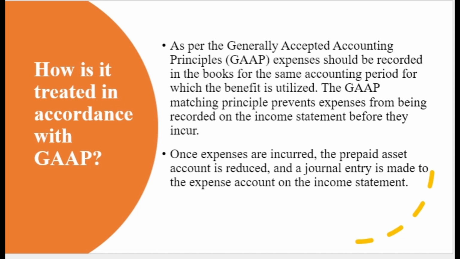The GAAP matching principle prevents the expenses from recording in the income statement before they incur. That means only the expense that are utilized for that financial year should appear in the books of account for that financial year, or monthly that has to be recognized according to that particular month or year only. Any expenses that is pertaining above the financial year or not belonging to the financial year should be separated from the books, though it is paid. Once expenses are incurred, the prepaid asset account is reduced and subsequently a journal entry is made to the expense account on the income statement. This is better explained in the coming slides.